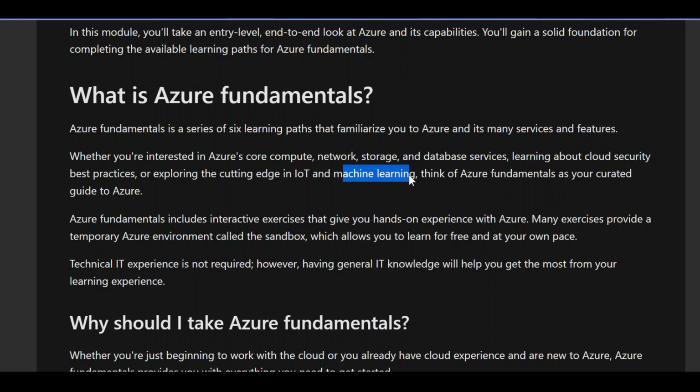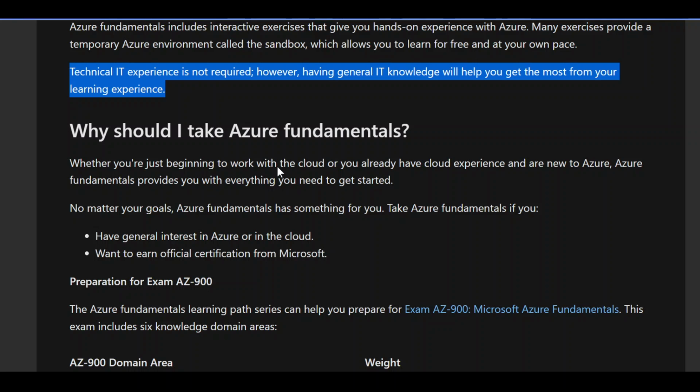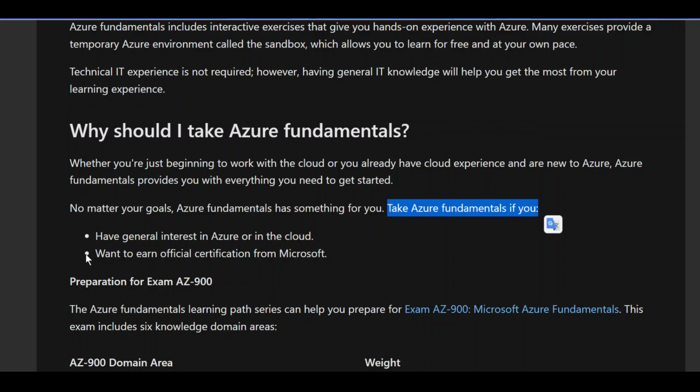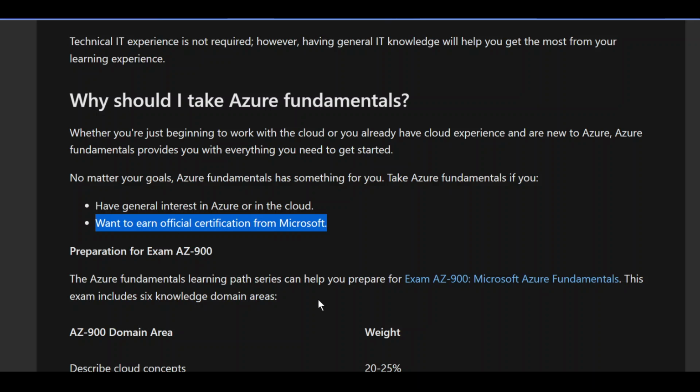Why should I take Azure Fundamentals? Whether you're just beginning to work in the cloud or you already have cloud experience and are new to Azure, Azure Fundamentals provides you with everything you need to get started. No matter your goals, Azure Fundamentals has something for you. Take Azure Fundamentals if you have a general interest in Azure or in cloud, or want to earn official certification from Microsoft, in preparation for exam AZ-900. The Azure Fundamentals Learning Path series can help you prepare for exam AZ-900, which is Microsoft Azure Fundamentals. This exam includes 6 knowledge domain areas.